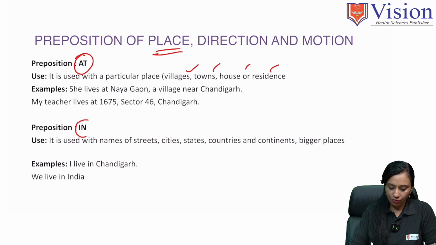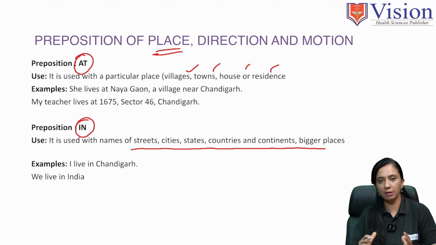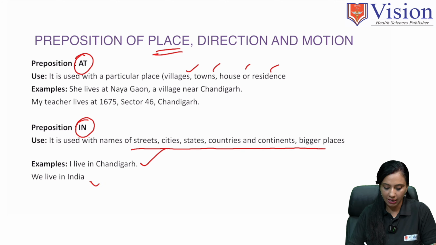What about the preposition of place in which we are using in? It is used with the names of streets, cities, states, countries and continents, like bigger places. At was for a particular place, but in is for the bigger places in the preposition of place. I live in Chandigarh. We live in India.